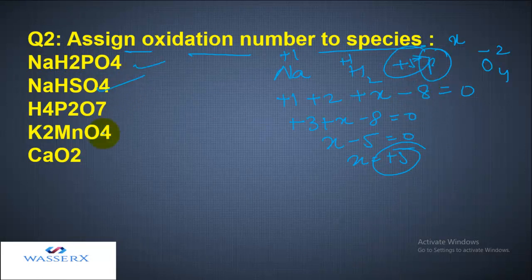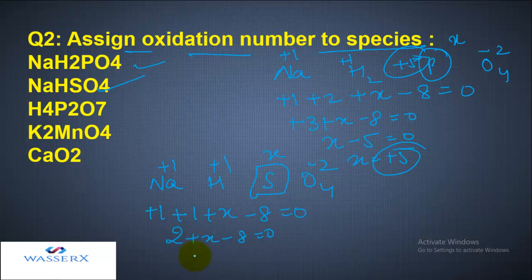Let's calculate for NaHSO4. Let's separate them. For Na, I know it's +1. For hydrogen, I know it's +1. For oxygen, I know -2. But for sulfur, I'm not confirmed. So let's assume X. It is +1 plus +1 plus X minus 8 equals 0. 2 plus X minus 8 is 0, or X minus 6 is equal to 0, or X is equal to +6. So in this, sulfur is +6.